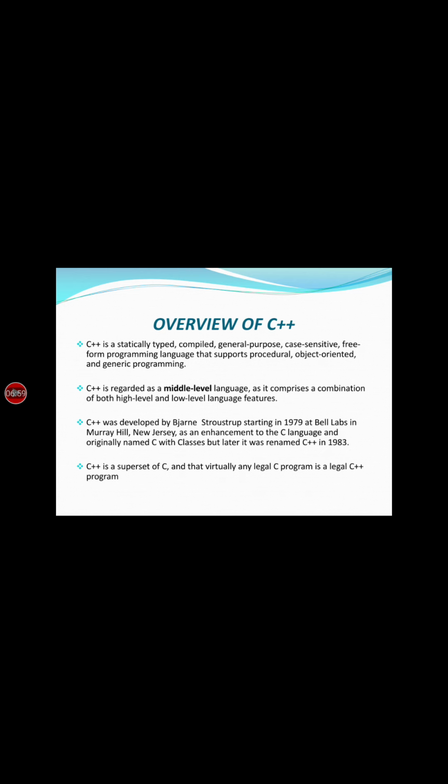Next is overview of C++. C++ is a statically typed, compiled, general purpose, case sensitive, free-form programming language. Free-form is a formal structure that supports procedural, object oriented and generic programming. What is generic programming? It is a style of computer programming in which algorithms are written in terms of types. Next point, C++ is regarded as a middle level language as it comprises a combination of both high level and low level language features. What is middle level language?